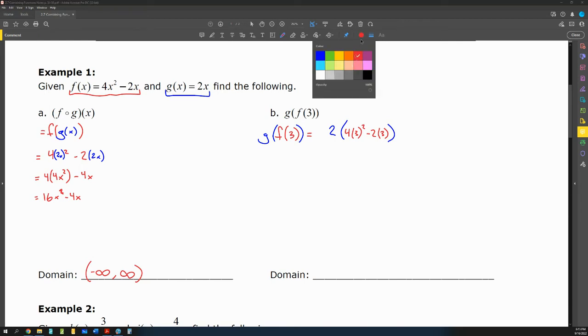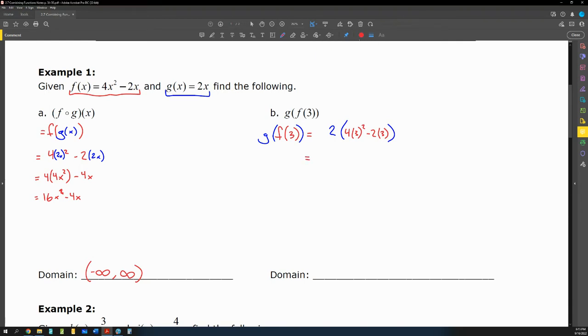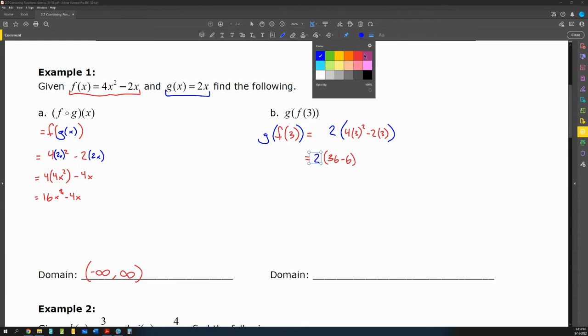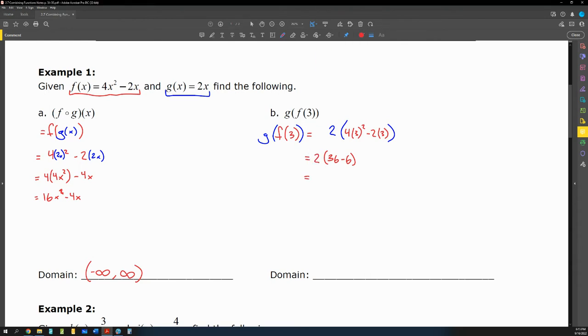So let's go ahead and evaluate. On the inside, remember PEMDAS, we have 3 squared is 9, times 4 is 36. And then minus 6. And I'll go ahead and write that in blue. 2 times 36 minus 6. This is equal to 36 minus 6 is 30, times 2 is 60.